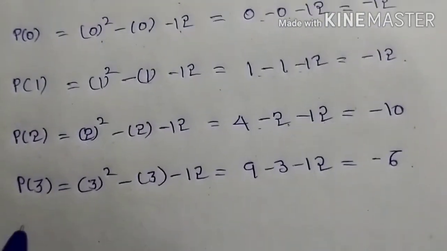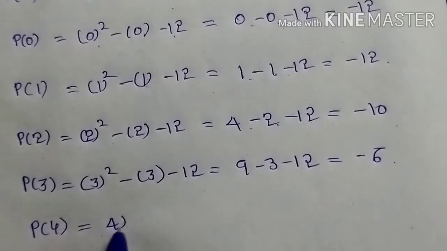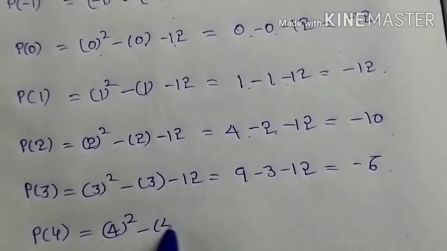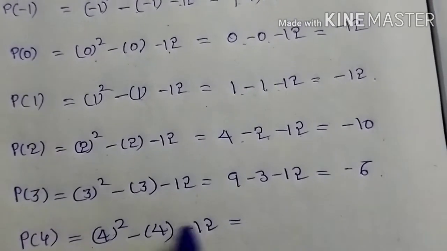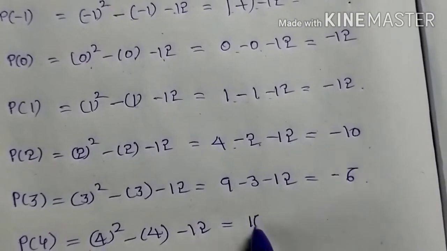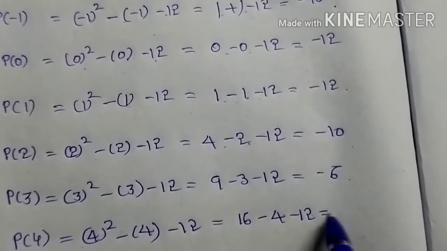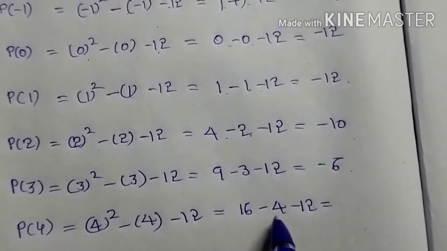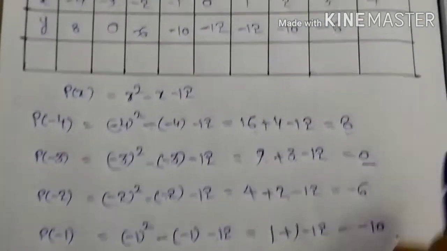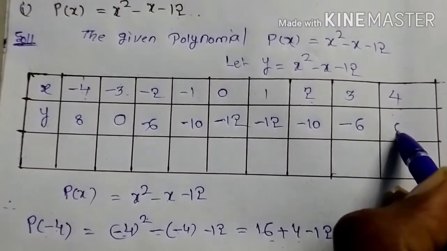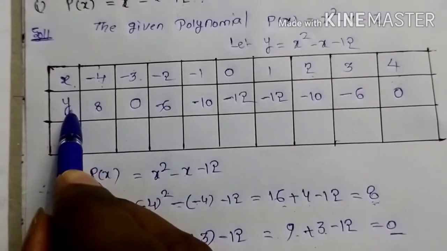Next, P of 4. You need to find P of 4. That means 4 square minus 4 minus 12. 4 square is how much? 16 minus 4 minus 12. 16 minus 4 is how much? 12. 12 minus 12 is how much? 0. Yes or no? You can write 0. These are all x values, these are all y values.